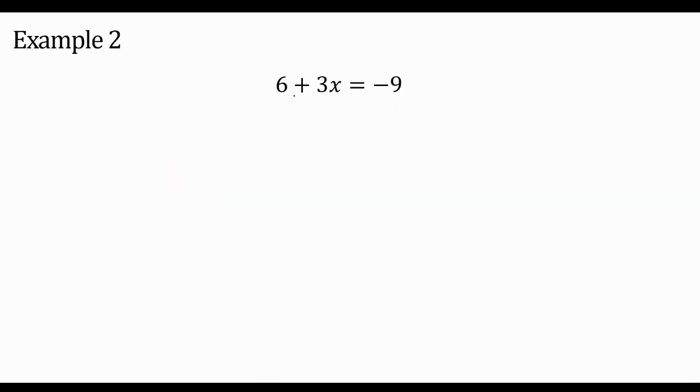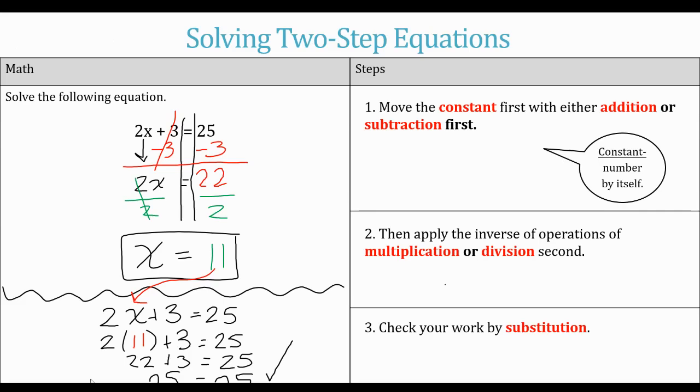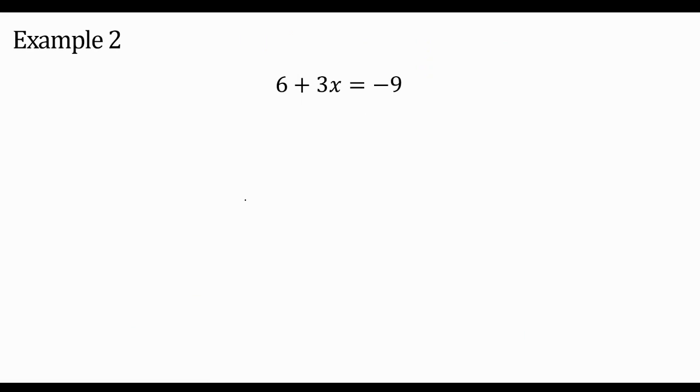Here we have 6 plus 3x equals negative 9. So I want you to constantly refer back to these steps, because this is going to help you solve equations in the future. So the first step is to move the constant. And we're always going to move the constant that is on the same side as the variable.